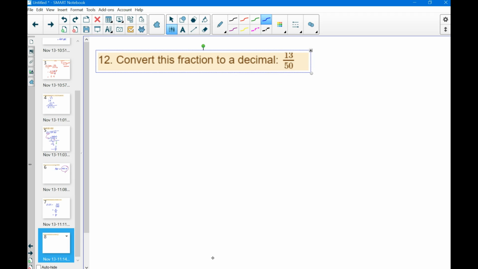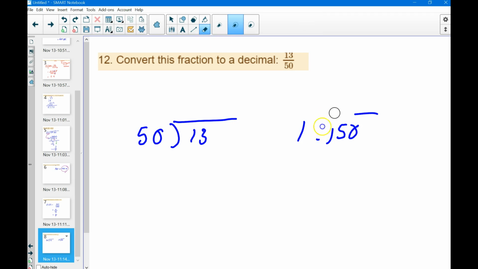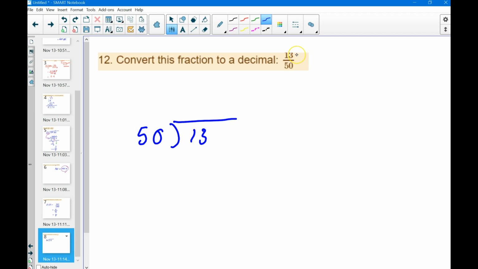We'll do it the long and hard way of using long division. We know we hate long division, but we have 50 divided into 13. Right? The most common mistake I see is people writing it backwards: 13 divided into 50. No, don't do that. So the bottom one goes into the top one.